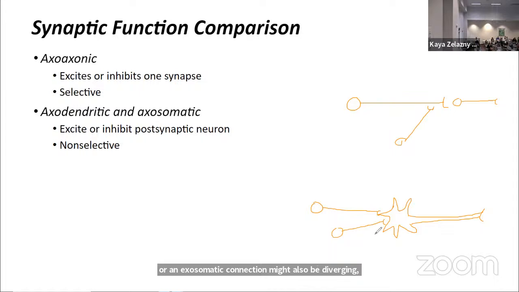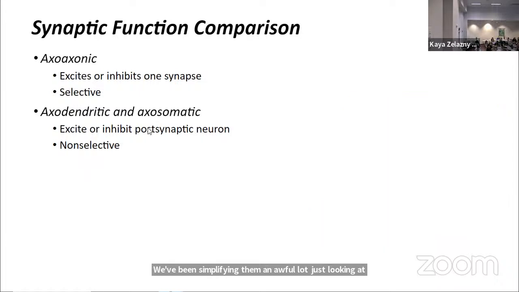This is not going to be particularly selective. It's not acting on just one little specific synapse. Neurons have many different shapes and can be really complex. We've been simplifying them an awful lot, just looking at this very typical type of neuron. But those axodendritic and axosomatic connections, we're going to be thinking about causing our excitatory or inhibitory postsynaptic potentials, just kind of overall as they release their neurotransmitter.